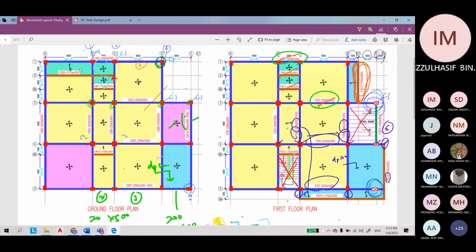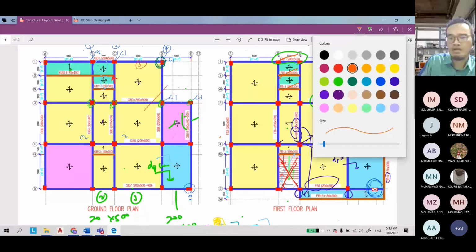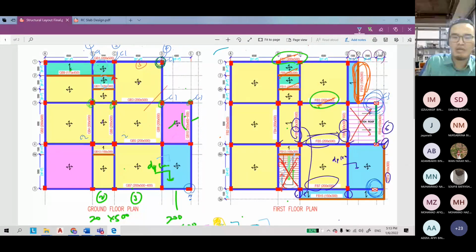In this video, I will explain how to do the beam design based on this key plan. I will design, let's say, this beam. I already explained to you before about this beam, but it's okay, I will repeat it again. So I hope you can follow my steps.